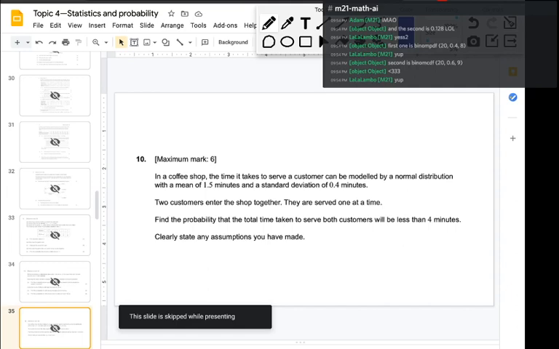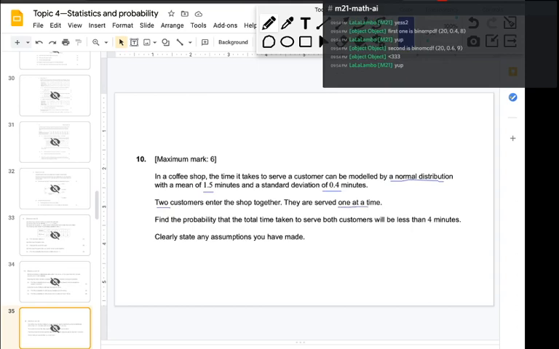In a coffee shop, the time it takes to serve a customer can be modeled by a normal distribution with a mean of 1.5 minutes and standard deviation of 0.4 minutes. Two customers enter the shop together. They are served one at a time. Find the probability that the total time taken to serve both customers will be less than 4 minutes. Clearly state any assumptions you have made. So you need to find first the probability and then the assumptions.